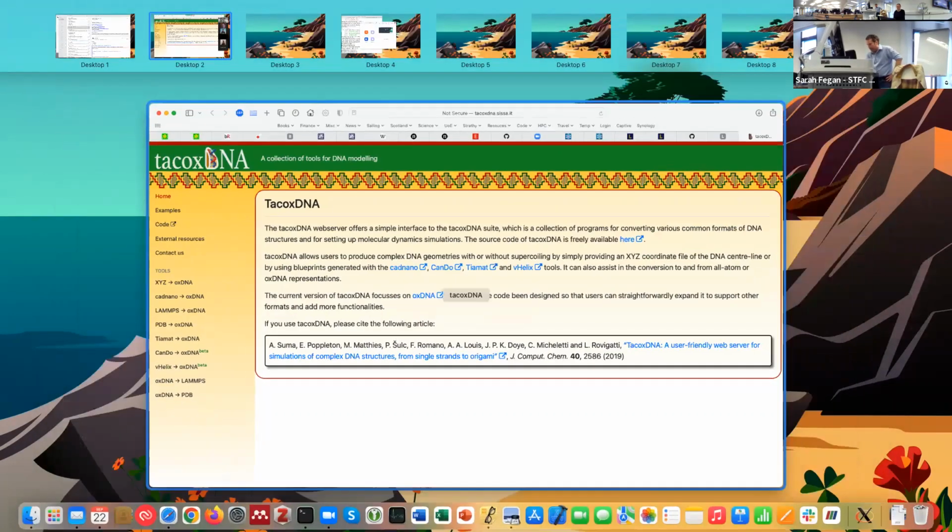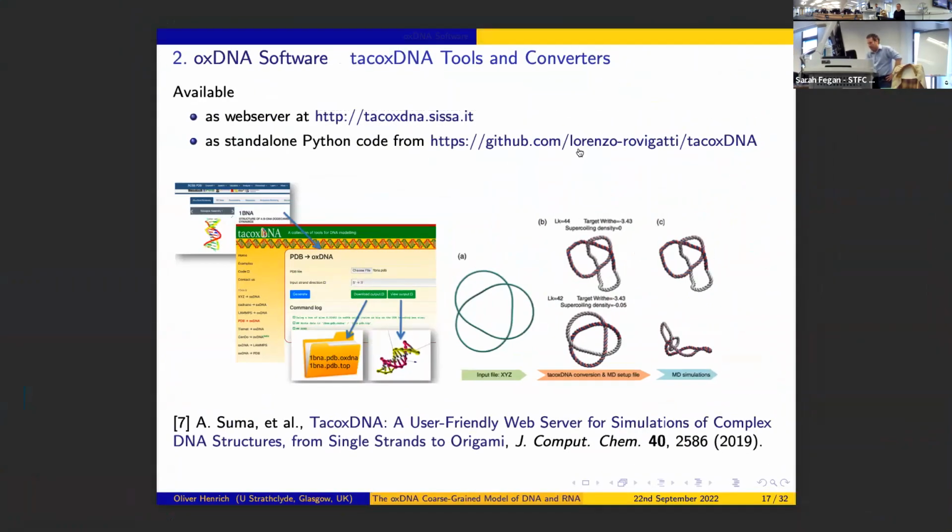And the alternative is also by just cloning from Lorenzo, of course, and then using it as a standalone. You just need some Python, and then the Python scripts, you run these Python scripts. So we're going to do maybe both. So this is this paper that came with it from Antonio.